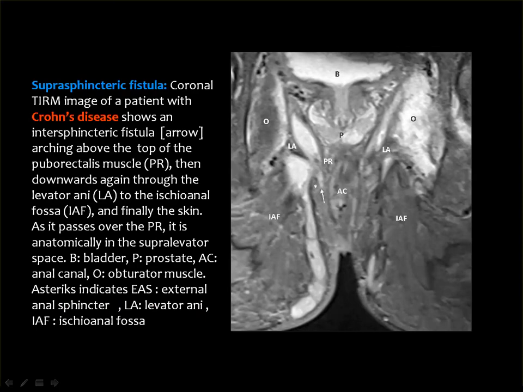And this is the suprasphincteric fistula. You follow this arrow where you got the fistula between the sphincters, and then the fistula has crossed the external sphincter and has two directions. One direction above, across the levator, and the other direction into the ischioanal fossa. Look at this, and here are the tracts for the fistula.